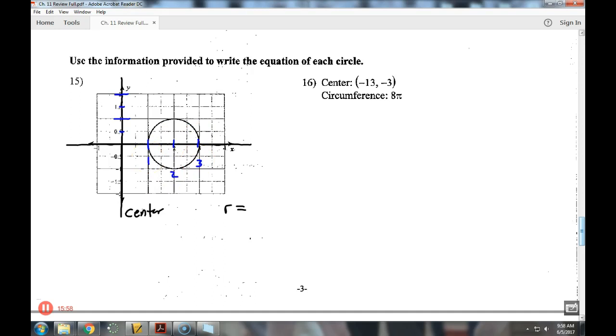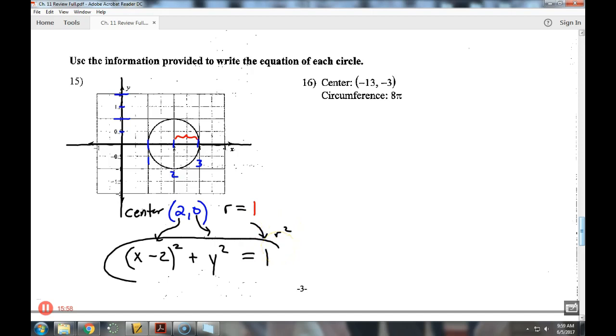So the center is actually at positive 2 comma 0. The radius, it looks like it's 2, but it really goes from 2 to 3, so the radius is 1. So now when I bust out my equation, the x-coordinate goes here. It's going to be x minus 2, because I'm doing opposite, squared. Since 0 didn't do anything, it didn't move up or down, I can just leave it as y squared. It wouldn't be wrong to put y minus 0 or plus 0, but it's kind of a waste of time. And then down here is the radius squared, so 1 times itself is 1.